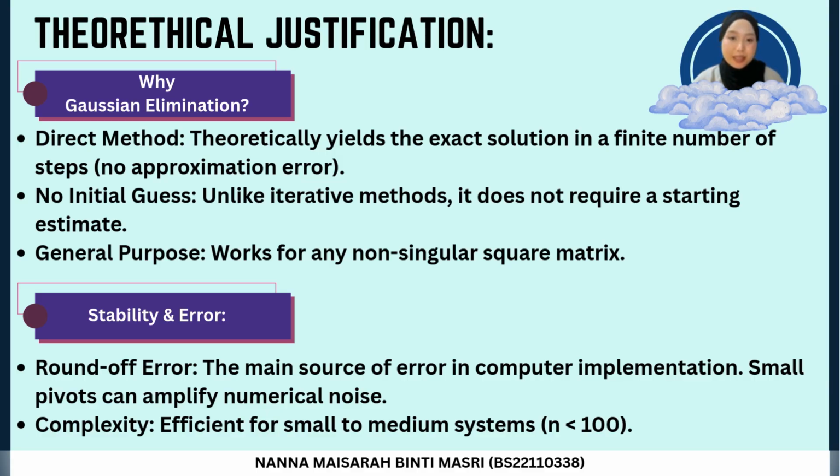Second is stability and error control. While the method is theoretically exact, a key potential issue is round-off error. In computers, dividing by a very small pivot number can cause errors to accumulate, leading to an inaccurate answer. However, in this specific problem, our pivots 4 and 8.5 were relatively large and well scaled. This ensures that the calculation remains stable without requiring advanced pivoting strategies.